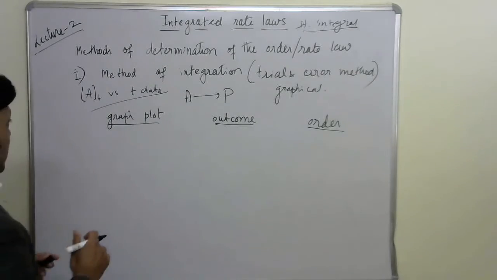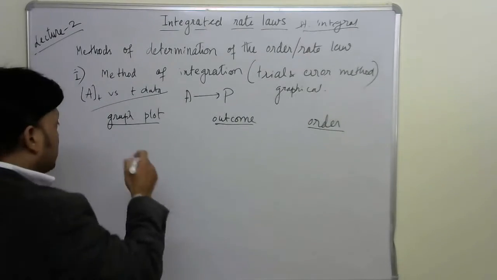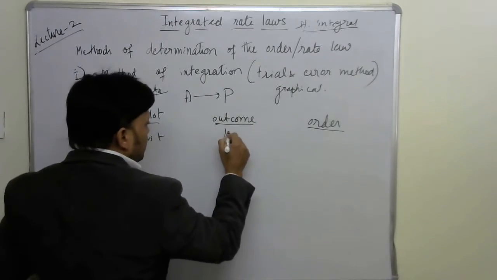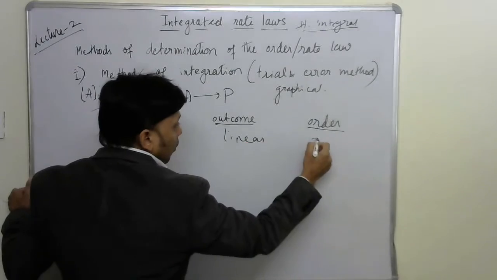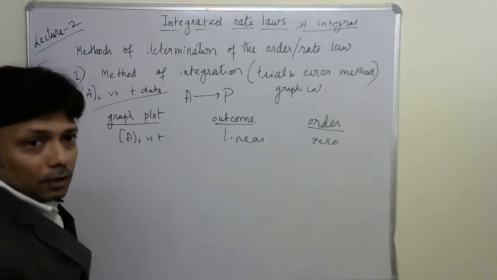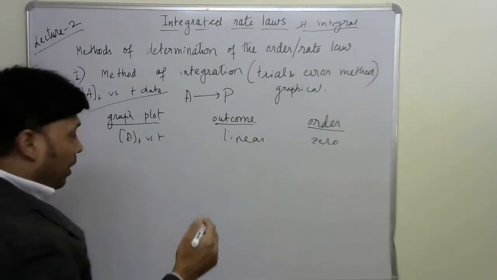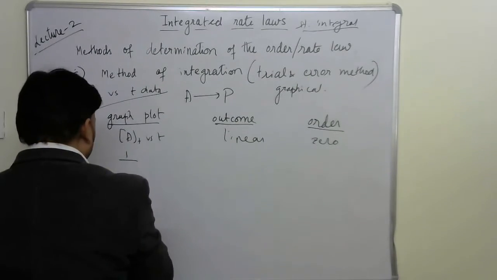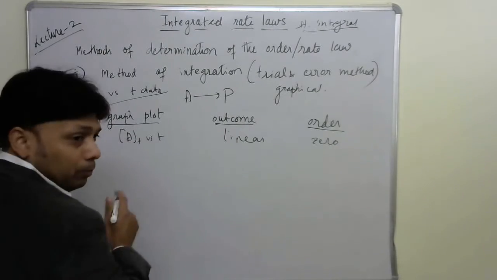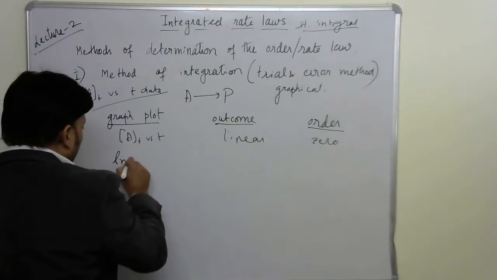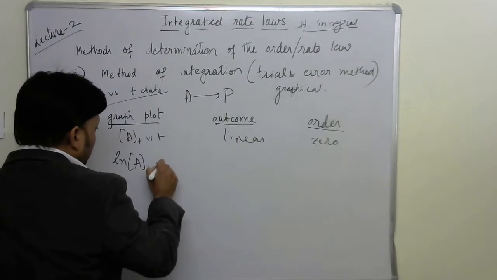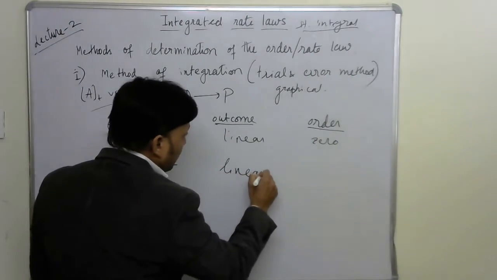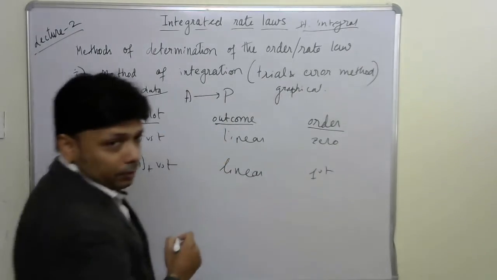So for example, if the graph plot is taken of A_t versus t, and if the outcome is linear, then we call the order 0. Likewise, if we plot the natural log of A_t versus t, and if that graph plot comes out to be linear, then we call the order the first order.